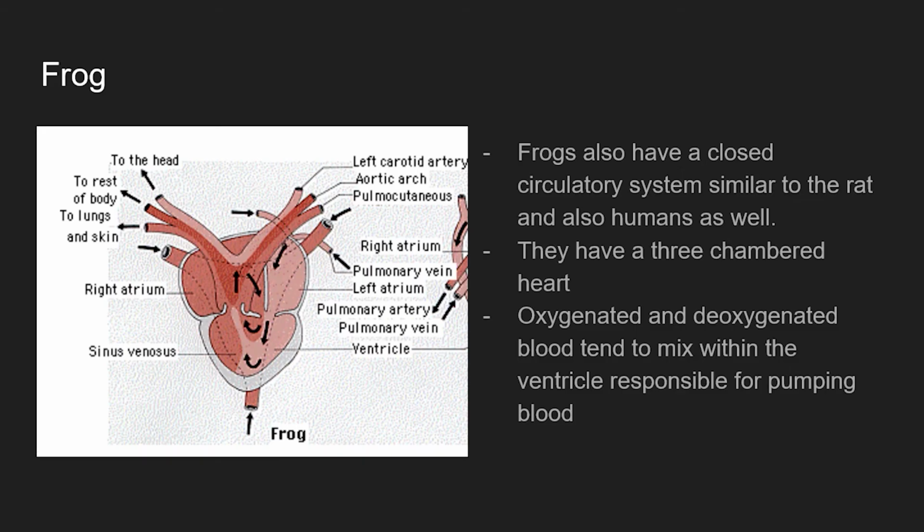Frogs also have a closed circulatory system just like the rat, however, it is slightly varied. They have 3 chambers to the heart instead of 4 in mammals.